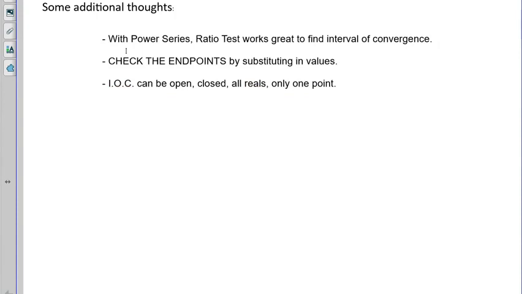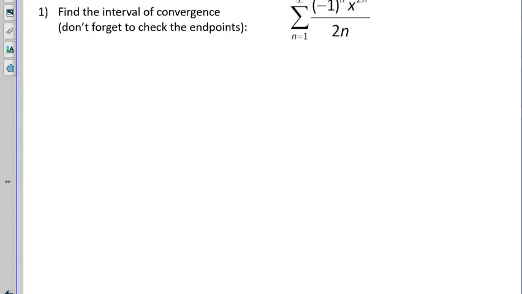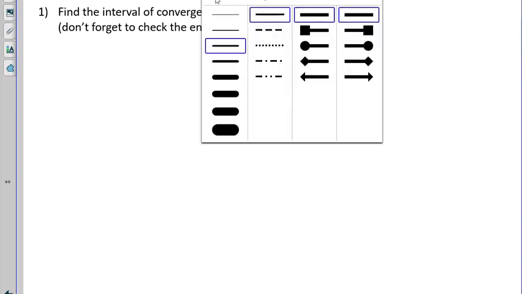Okay, so we're gonna do a few practice problems to get you ready for the assignment you're gonna get in class tomorrow. So here's the first one. You wanna find the interval of convergence for this series here. So like I said a few minutes ago, it tends to be helpful to do this with the ratio test. So that's what we're going to do.